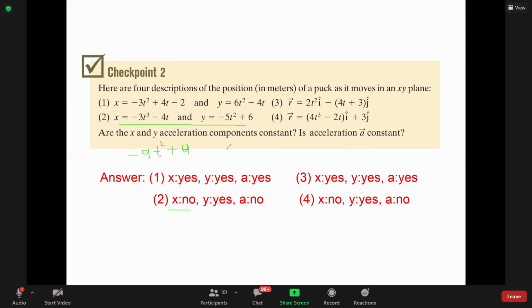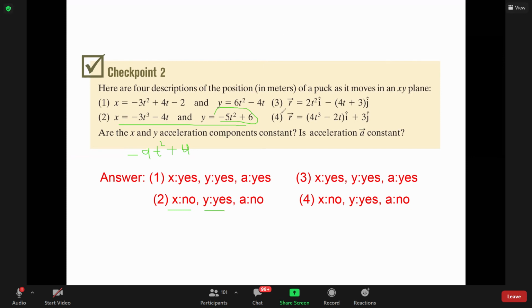Now ay: derive it the first time, minus 10t. Again, minus 10. Oh, ay is constant. So what happened to the total acceleration? One is enough to spoil it. The total acceleration, one is not constant, means the total acceleration is variable. I cannot use equations of motion.